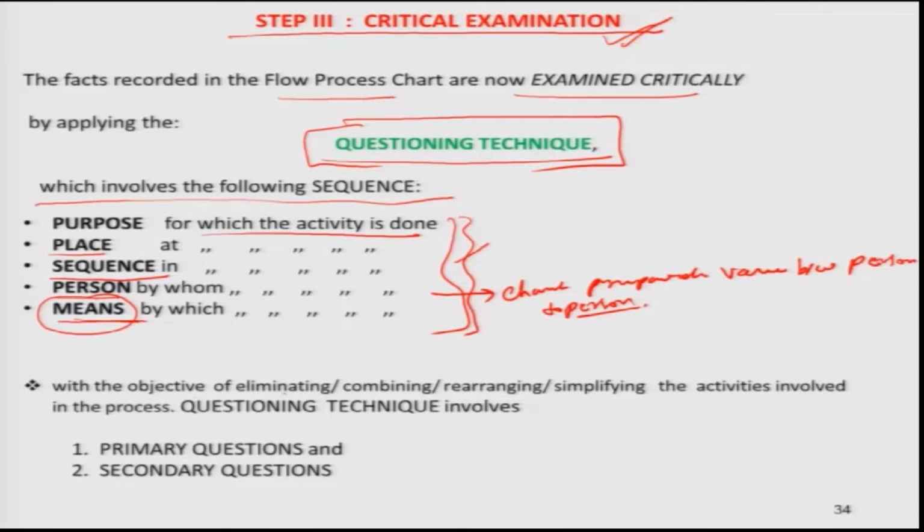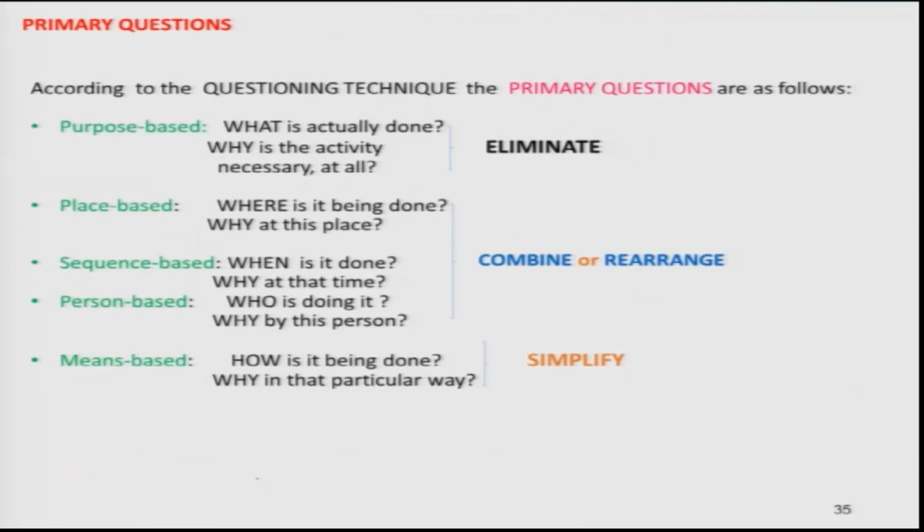With the objective of eliminating, combining, rearranging and simplifying the activities involved in the process, the questioning technique involves primary questions and secondary questions. This is a trial and error method. Suppose you realize you have made a wrong sequence in your chart preparation; you can improve your chart and again follow these steps to examine it. In a broad way, these questions are divided into two parts, primary questions and secondary questions. What are the primary questions?